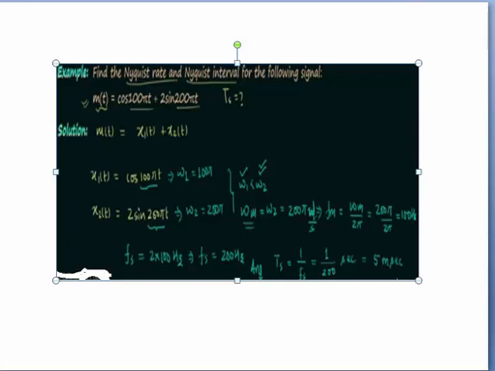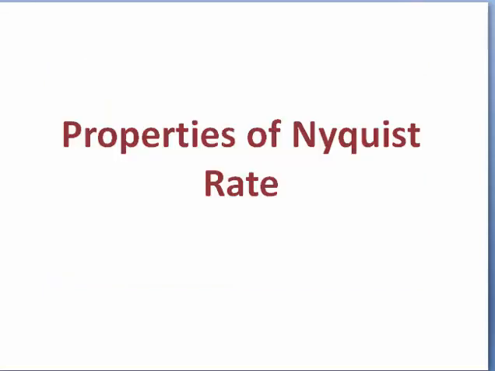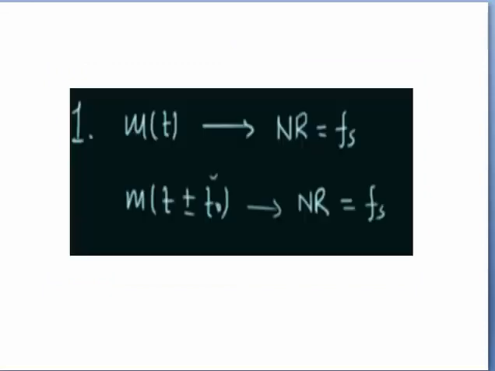Now our next topic is properties of Nyquist rate. Now let us start with property number 1. In property number 1, we will understand the effect of time shifting on the Nyquist rate. For that, there is a message signal m of t having a Nyquist rate Fs, or we can say having a Nyquist rate omega s. This property will remain the same for both frequencies, whether it is Fs or omega s.